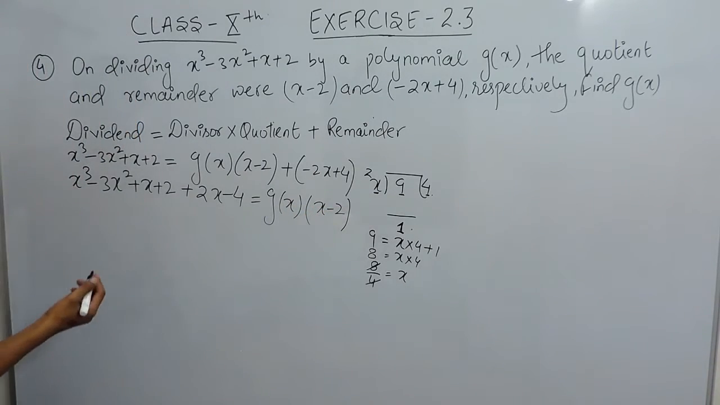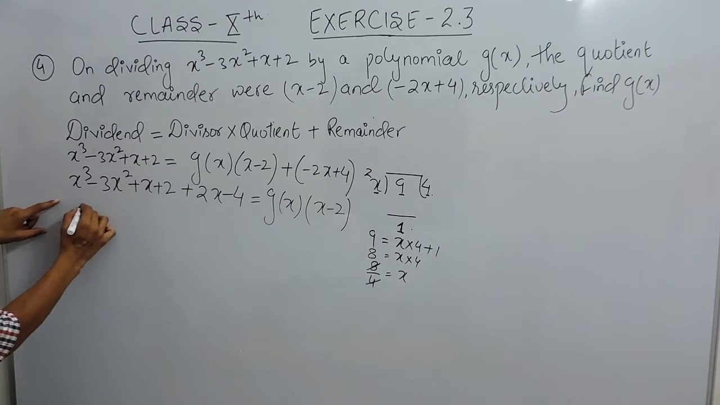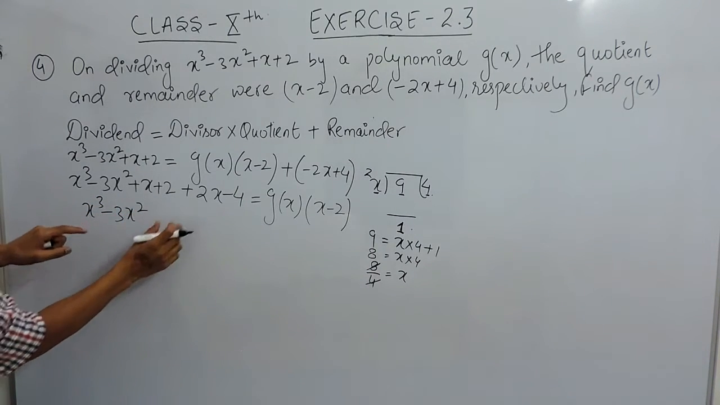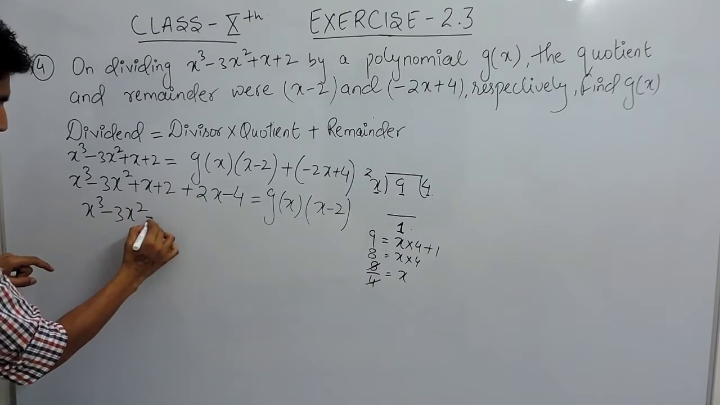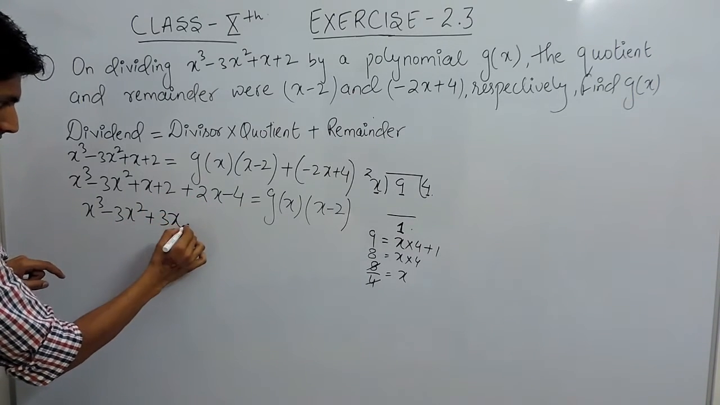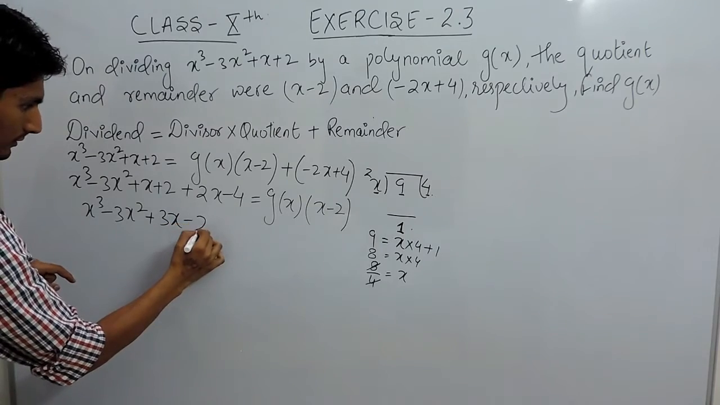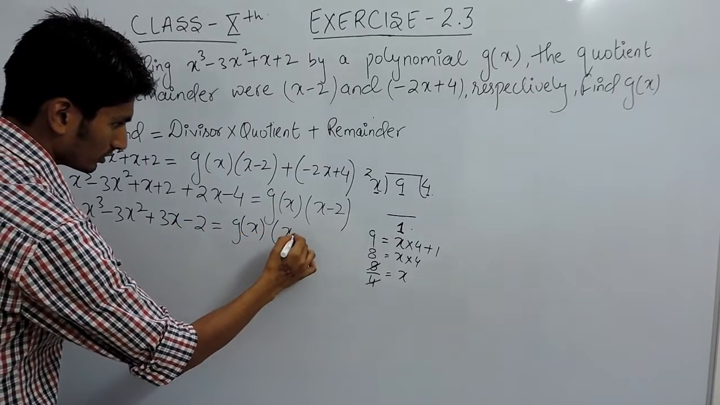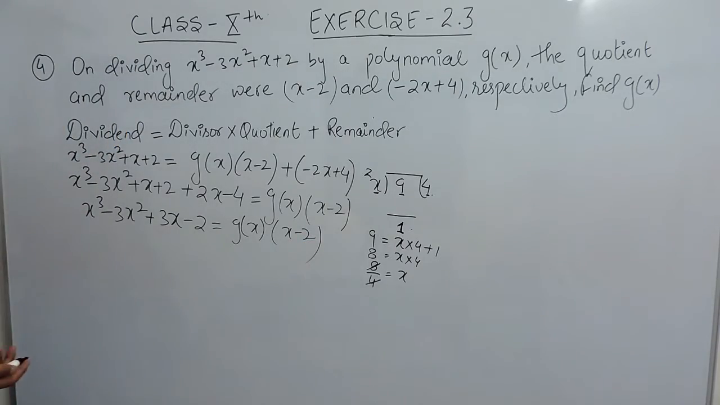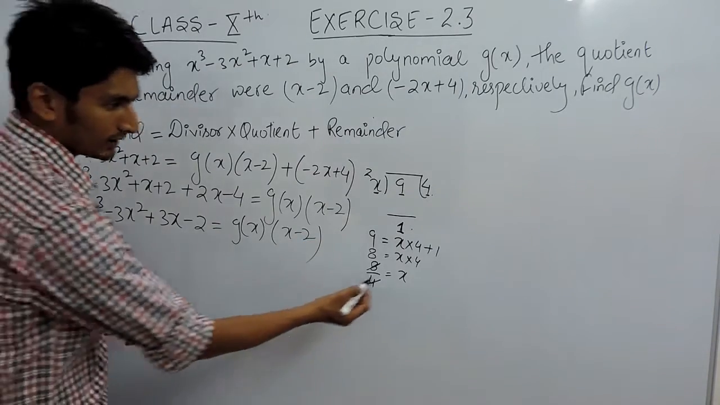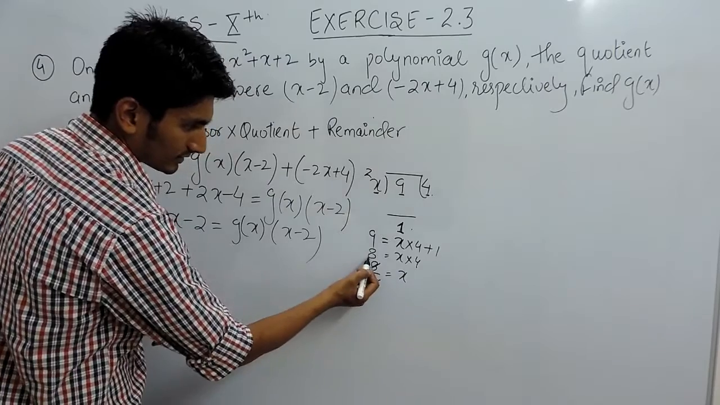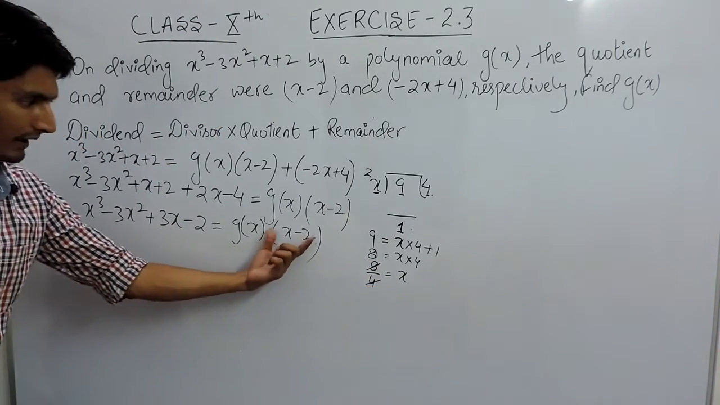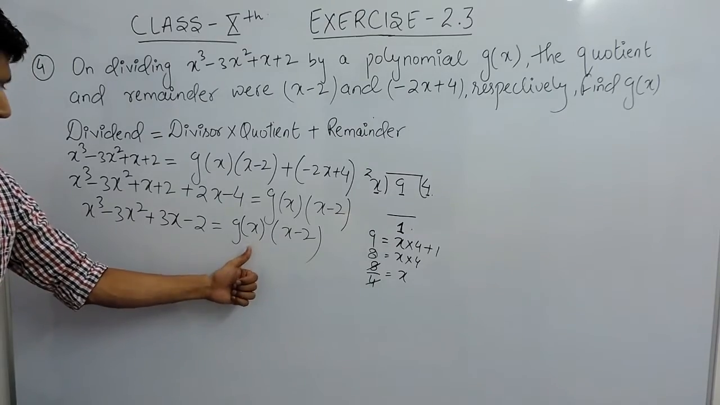remain as it is. Okay, x cube will remain as it is, 3x square will remain as it is, but this plus this will become 3x, and 4 minus 2 is minus 2, and gx will be equal to g. Okay, after that what you have to do is divide this 8 by 4. So similarly you have to divide this by this to get your answer.